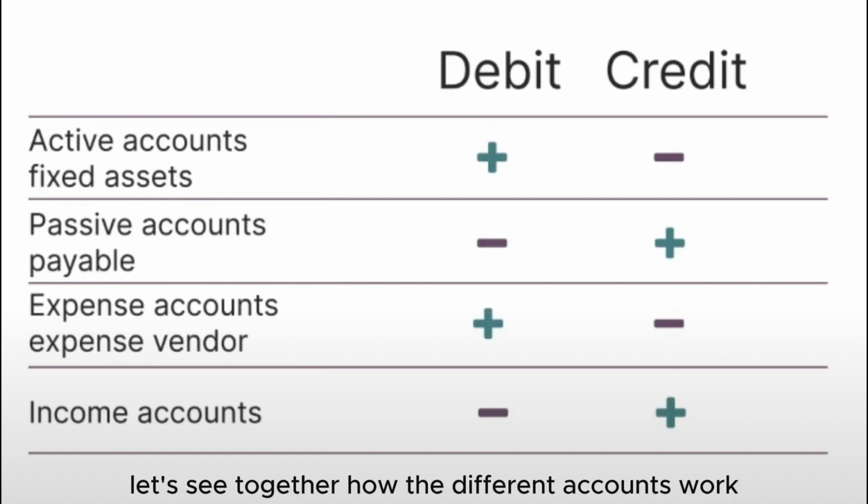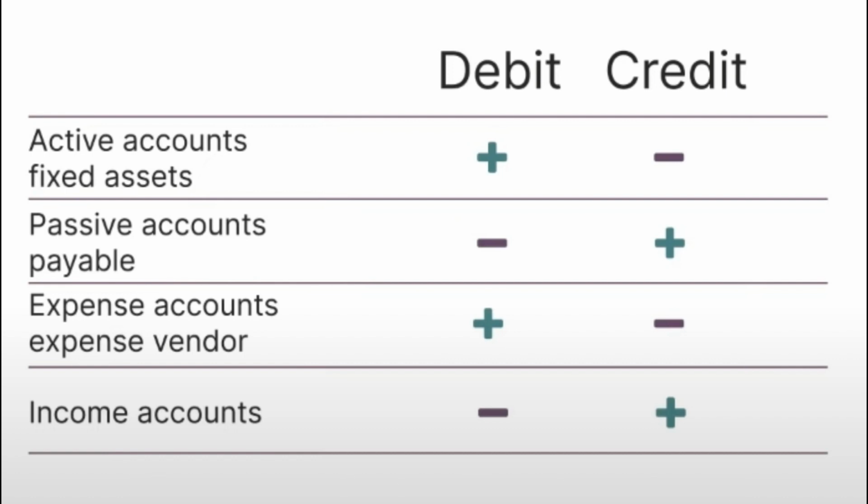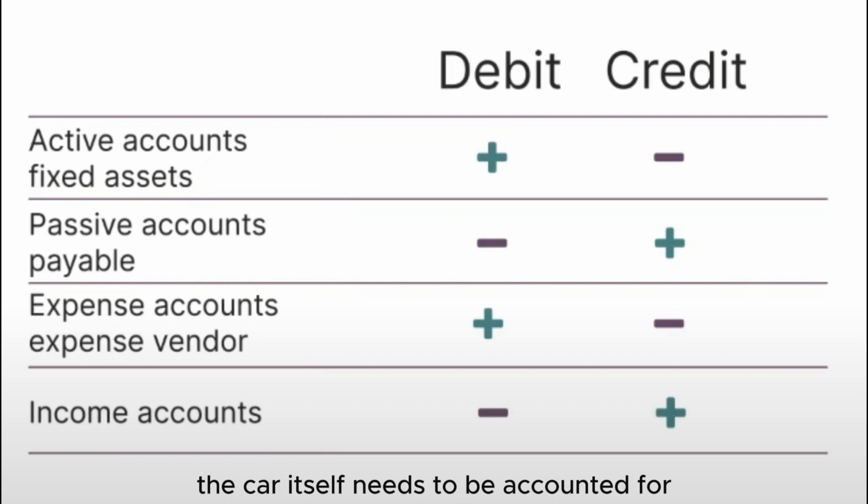Let's see together how the different accounts work. Let's start with an active account. Let's say that you bought a new car. The car itself needs to be accounted for in your balance sheet in a fixed asset account. If you want to increase the value of this type of account, you need to put the amount on the debit side. In our example, as you buy a new car, it's an additional value that you want to include in your assets, thus in the active part of your balance sheet.